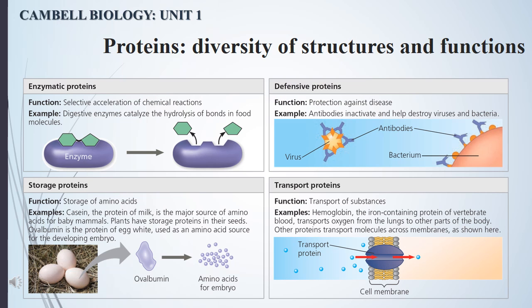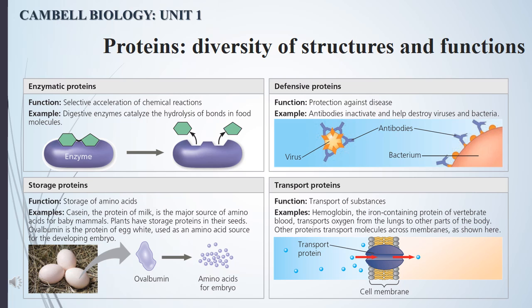Now let's talk about some functions of proteins. Proteins could be enzymes. Enzymes are basically vehicles, in this particular case, to selectively accelerate chemical reactions. A prime example is a digestive enzyme that can hydrolyze the bonds in food molecules to break them down to monomers and make them bioavailable.